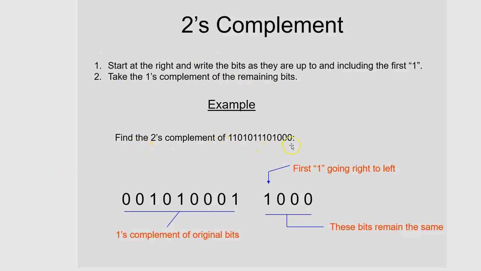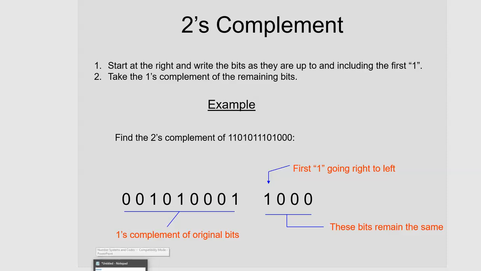Here's a long list. This is a binary number. Number 1, start at the right and write the bits as they are up to and including the first one. So in other words, we start over here at the rightmost bit, and I go all the way over to my first 1, and I just leave those alone. I don't change anything. So from here all the way to my first 1, I leave those as they are. But everything after that first 1, I take the ones complement. So if I have a 0, I change it to a 1. If I have a 1, I change it to a 0. So up to and including the first 1, leave it alone. And everything after that, take the ones complement of it, put it together, and you've got the twos complement.